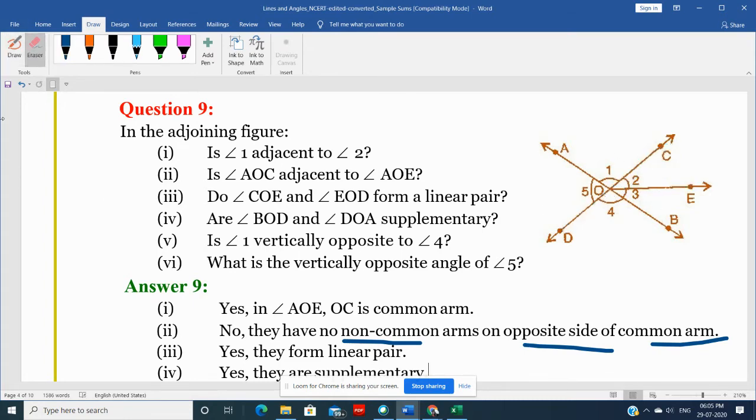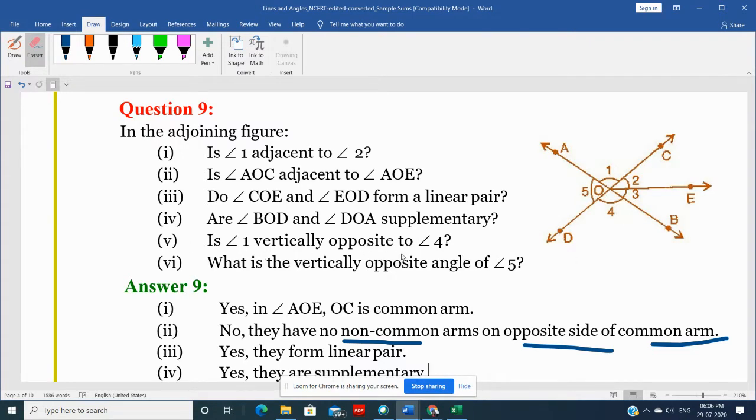Now, next, BOD and DOA, are they supplementary? Let's check. BOD means this and DOA means this. Well, yes, because they both form a linear pair, and linear pairs sum up to 180 degrees, which means yes, they are supplementary. All right.